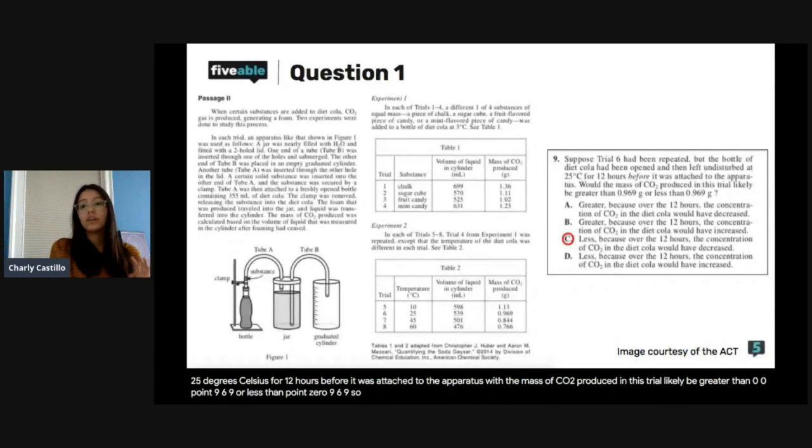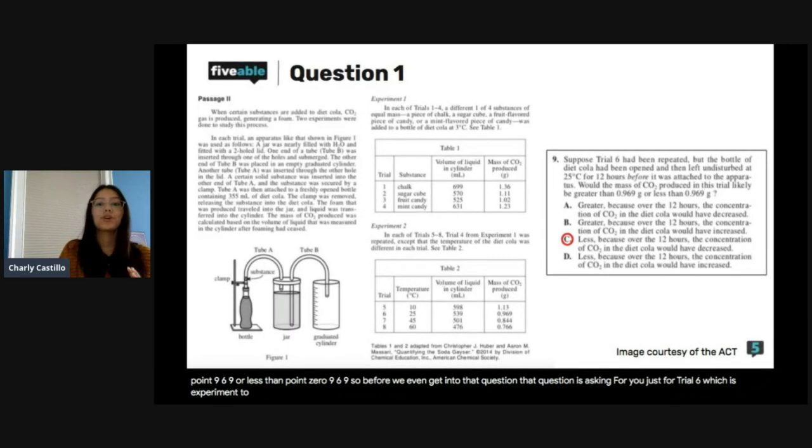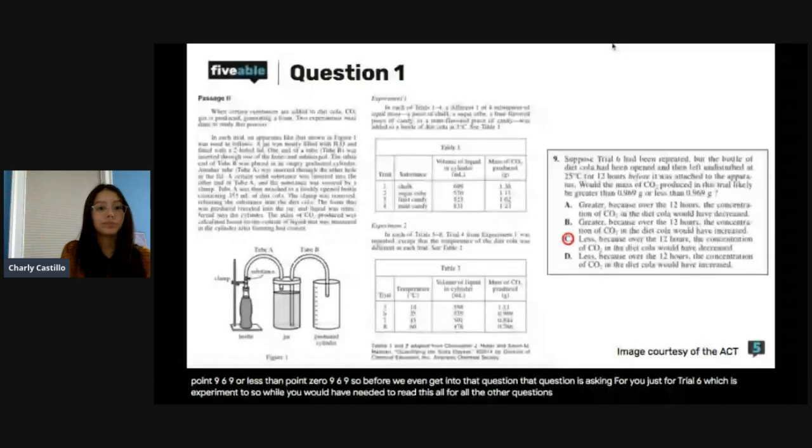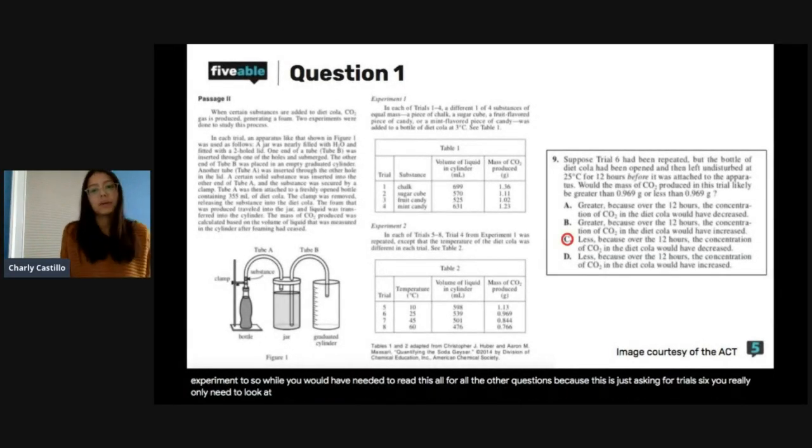So, before we even get into that, the question is asking for a very specific section. It is asking just for trial 6, which is experiment 2. So while you would have needed to read this all for all the other questions, because this is just asking for trial 6, you really only need to look at experiment 2.